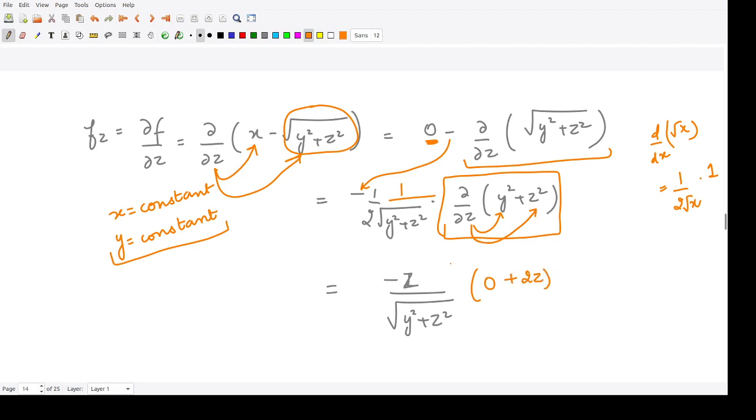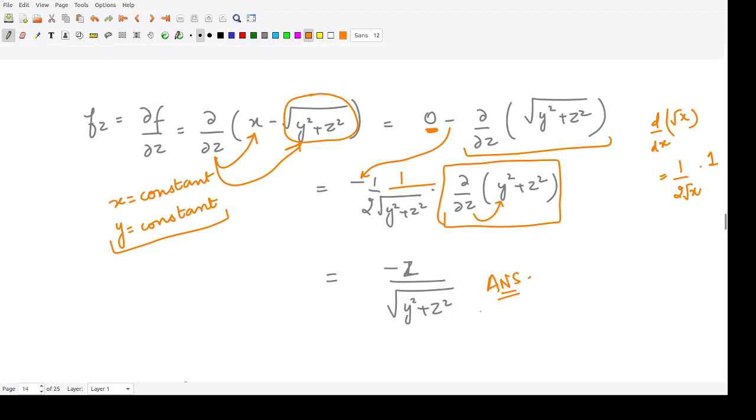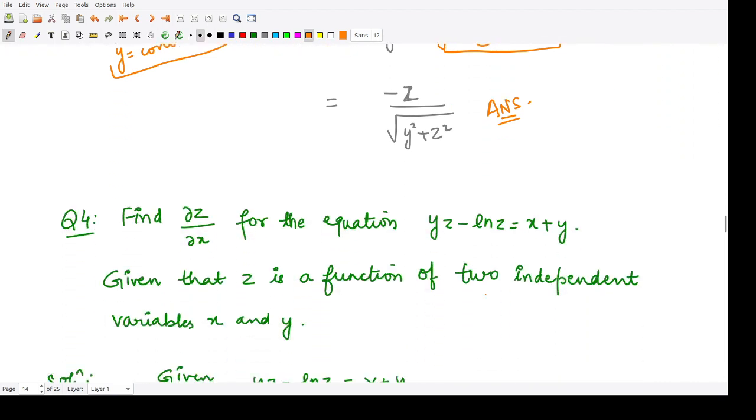So finally this 2 and this 2 would cancel out, and you will be left with minus z divided by square root of y square plus z square. So this is the final answer, minus z divided by square root of y square plus z square.